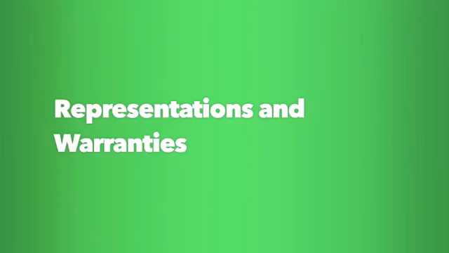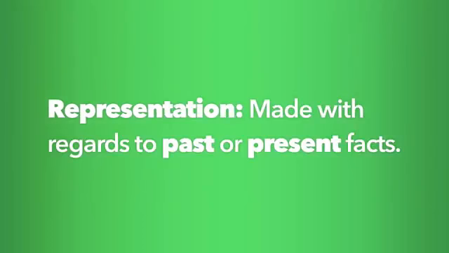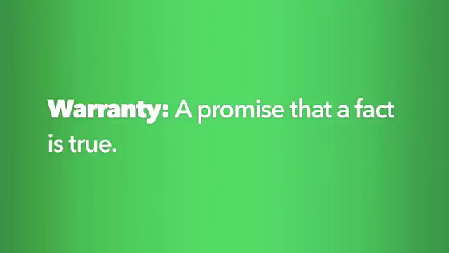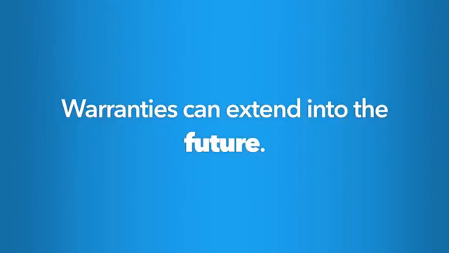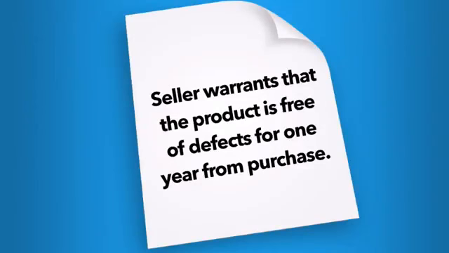Now, technically, representations and warranties are not synonyms. Briefly, a representation can only be made with regard to past or present facts. The verb must be in the past or present tense. A warranty is a promise that a fact, usually regarding the condition of something, is true. Unlike representations, warranties can extend into the future. So, for example, seller warrants that the product is free of defects for a period of 1 year from purchase.